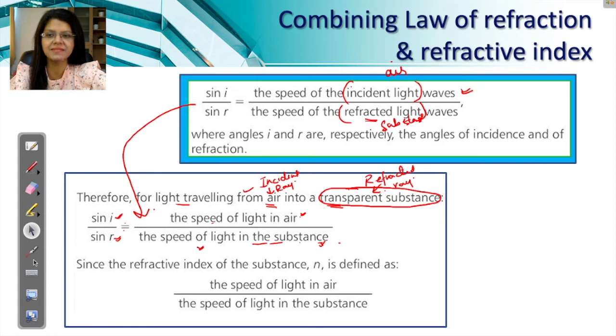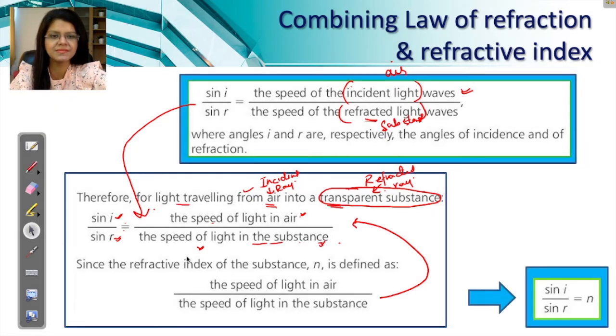Next thing to understand. Now we are taking the formula for the refractive index. The refractive index of the substance n. If you have made your notes on the formula for refractive index, go to it. What is the formula for refractive index? Speed of the light in the air divided by the speed of the light in the substance. That's the formula for refractive index. Take this formula and substitute in this above formula. So what does it give you? It gives you sin i over sin r is equal to n.